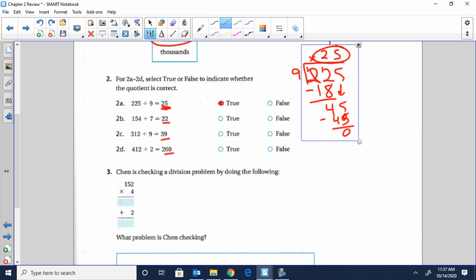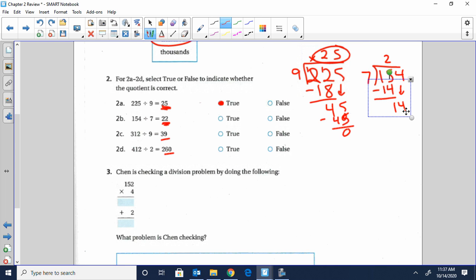2b is 154 divided by 7. And we're trying to get an answer of 22. 7 goes into 15 2 times. That is 14. If I subtract, I get 1. 7 goes into 14 2 times. And again, I get 22. That is also true.